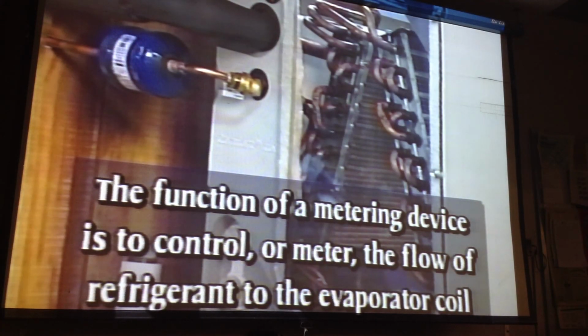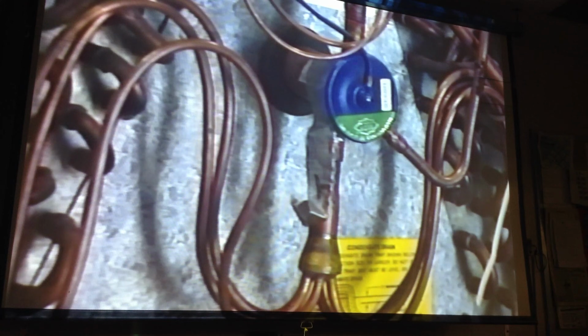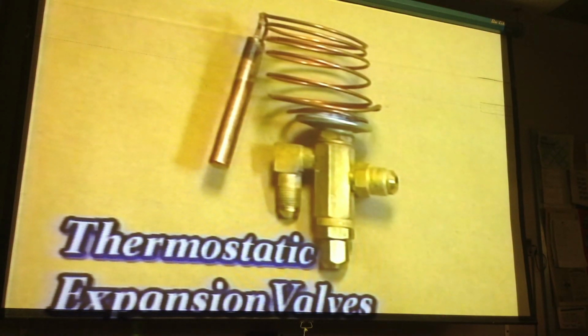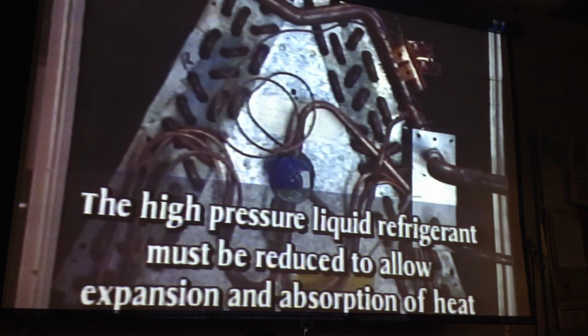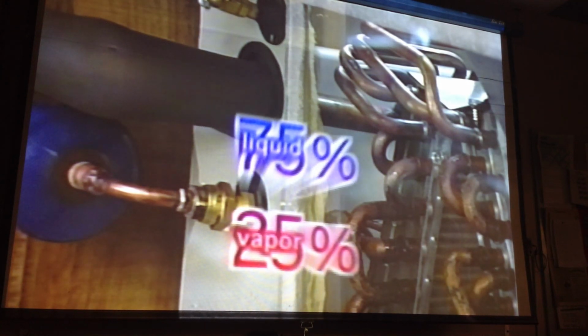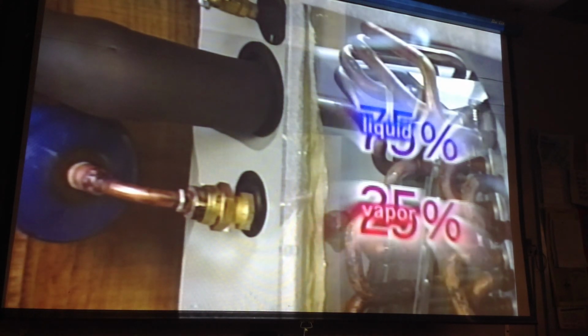The function of a metering device is to control or meter the flow of refrigerant to the evaporator coil. Commonly used metering devices include thermostatic expansion valves, capillary tubes, and fixed-bore flow-rated devices. The high-pressure liquid refrigerant entering the metering device must be reduced to allow expansion and absorption of heat in the evaporator. The metering device changes the refrigerant to a low-pressure, low-temperature mixture of 75% liquid and 25% vapor as it enters the evaporator.